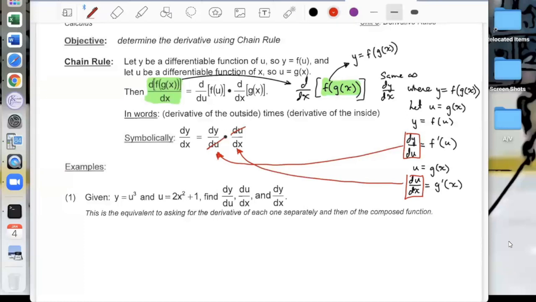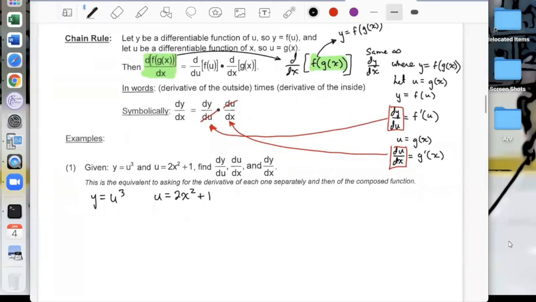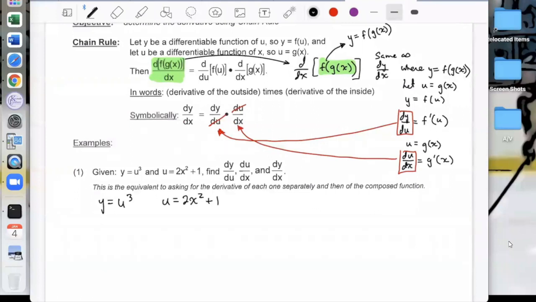All right. But for now, we're going to look at this and we're going to say, all right, in that example, we have a function y equals u to the 3rd power. I'm going to scroll up in a second. And we have u is equal to 2x squared plus 1. And we want to find each of these 3 different things, these 3 different ratios. All right. So the first one is dy over du.